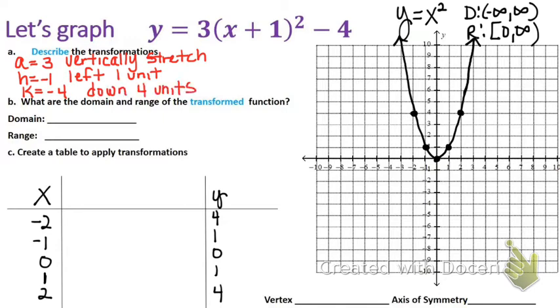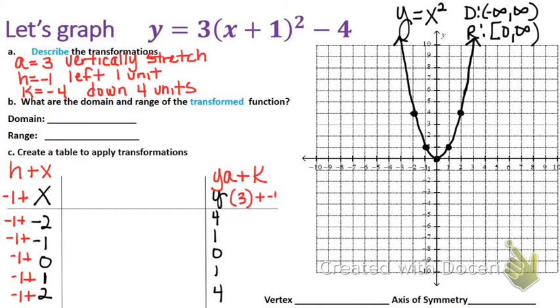When we apply the transformations, we will always add the h value to x, and we will take our y values, multiply them by a, and add k. So in this function, because h is -1, I'm going to add -1 all the way down to all 5 of these values. Because my a value is 3, I'm going to multiply the y values by 3 and add -4.